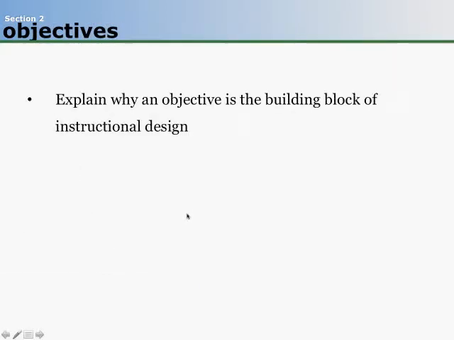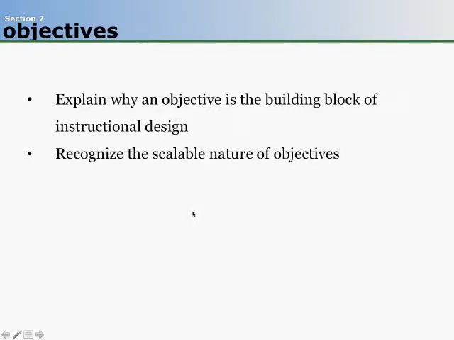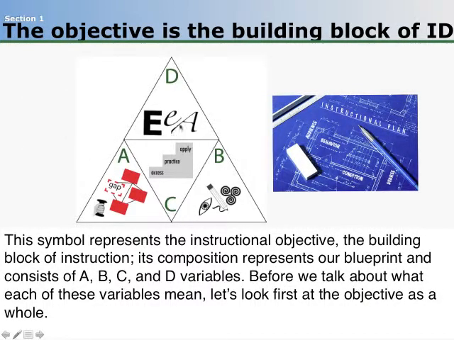This next set of objectives will explain why an objective is the building block of instructional design, and will help you recognize the scalable nature of objectives. You see this symbol here. It represents the instructional objective, the building block of instruction. Its composition represents our blueprint, and it consists of A, B, C, and D variables.